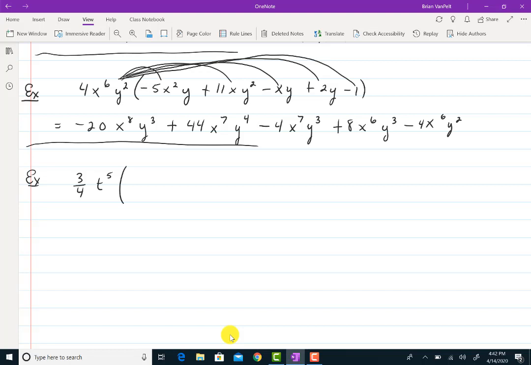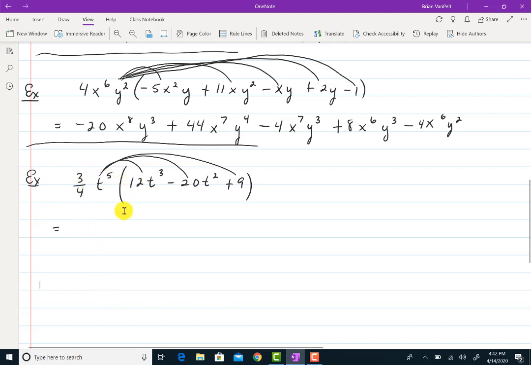I'm going to have 12t cubed minus 20t squared plus 9. So I'm going to multiply to each and every single piece inside of the parentheses. And so when I do the very first one, 3/4 times 12, I'll go ahead and write these out. 3/4 times 12, probably a good idea to put it as 12 over 1. But then I have t to the 5th times t cubed will be t to the 8th.